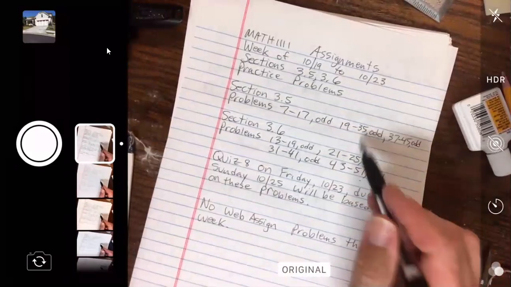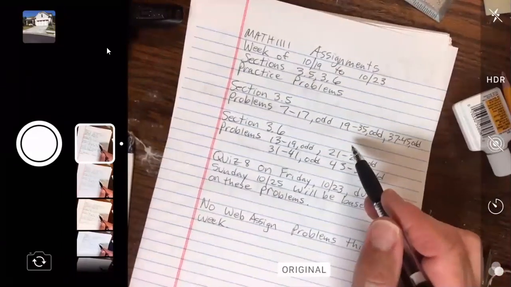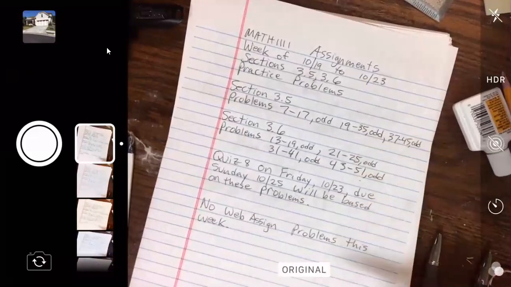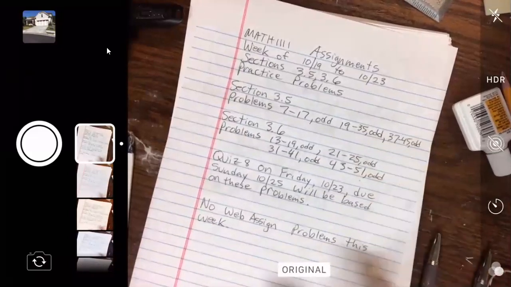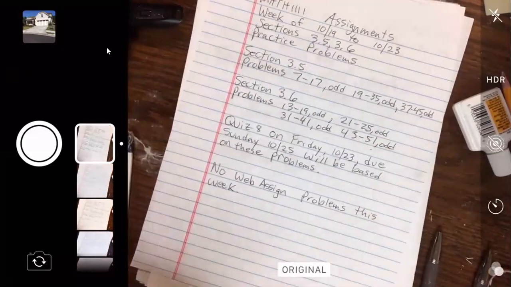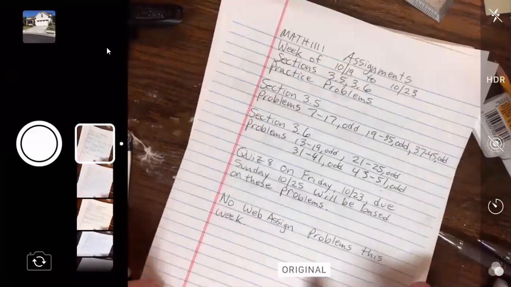And once again, chapter 3 is pretty much the heart and guts, most difficult stuff of college algebra here. So I did not assign any WebAssign problems this week. You're free to work on them if you want. If you find it helpful and want to do some extra practice in WebAssign, help yourself. We'll get back to WebAssign in chapter 4. I find those a lot more reasonable.